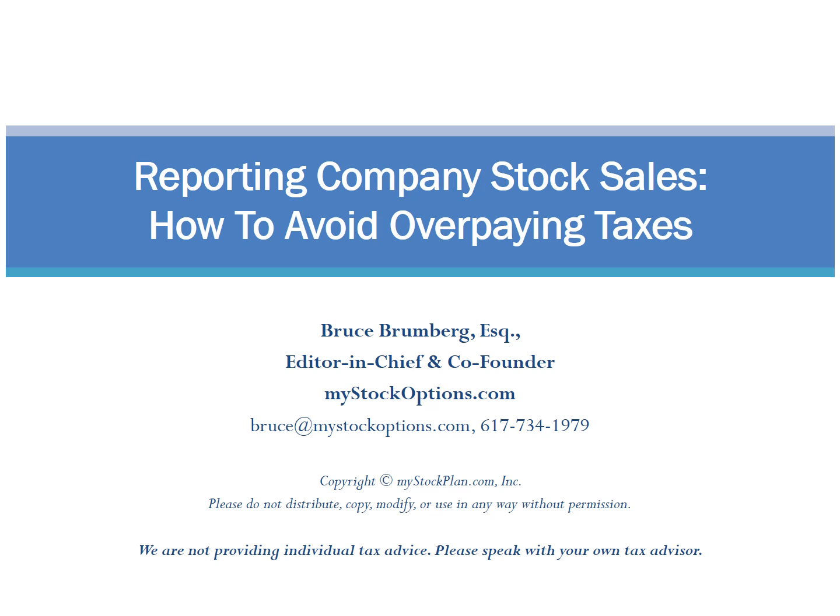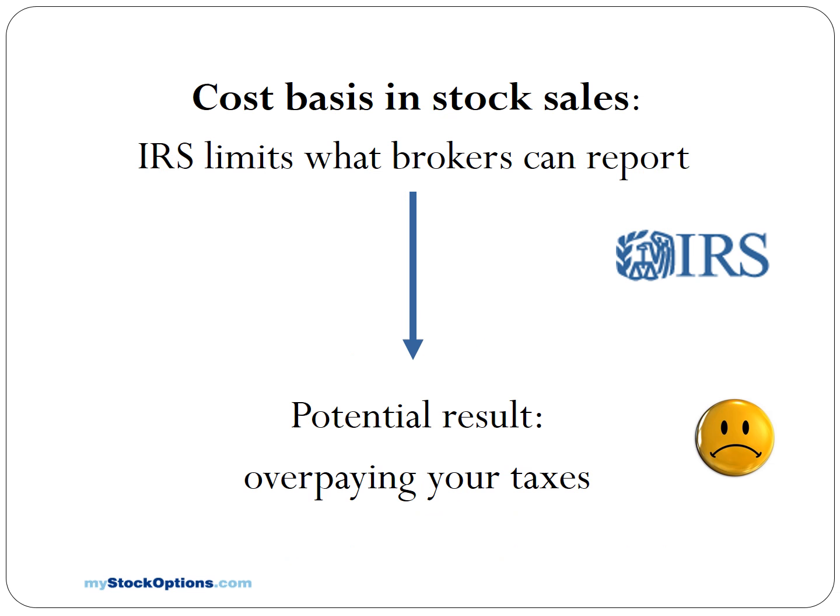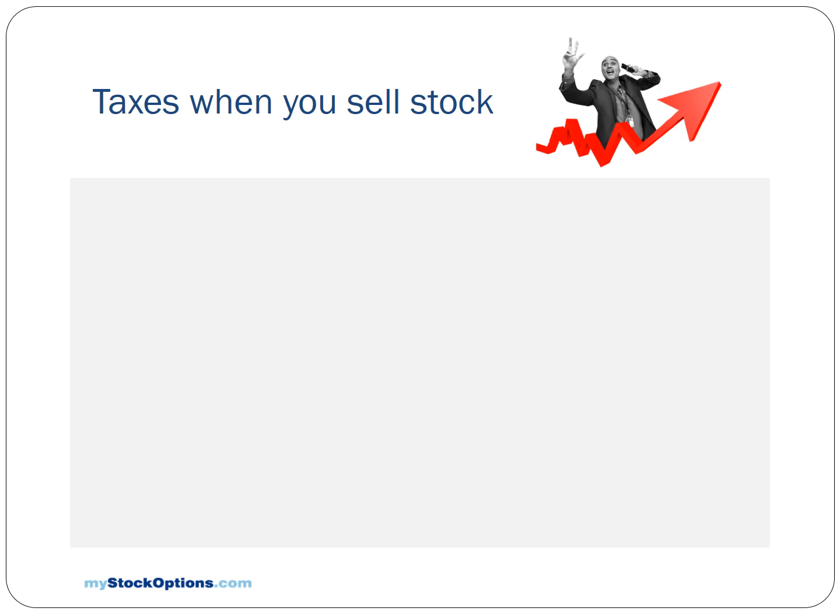I want to help you avoid overpaying your taxes, and I assume everybody wants to avoid overpaying their taxes. The reason you could do this is the IRS had changed the rules on what can appear on the Form 1099-B for your cost basis. That cost basis number could be blank or could be too low, and the result is you'll wind up overpaying your taxes. Let's quickly review the rules that apply when you sell stock.